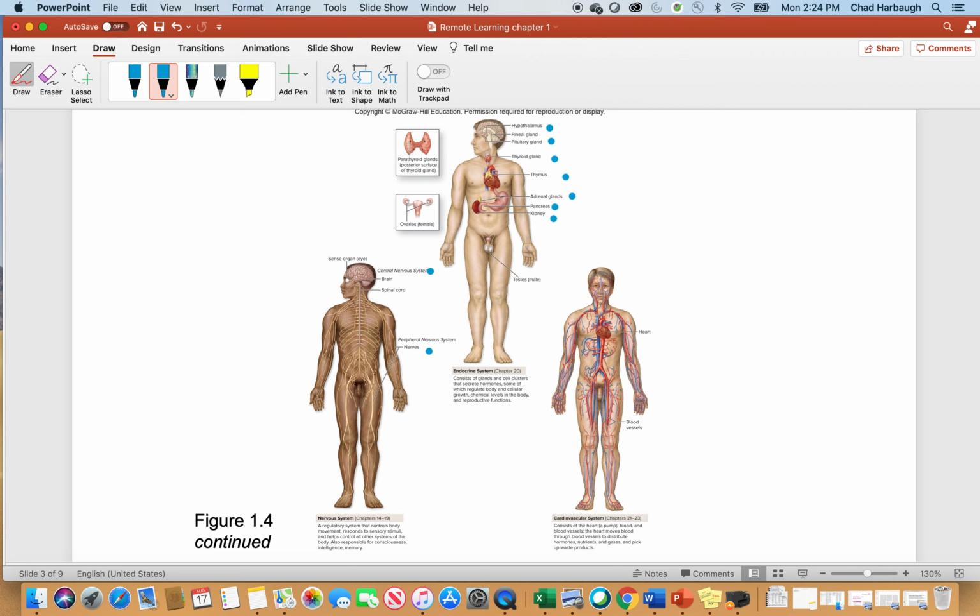Next is the cardiovascular system. It consists of the heart, the blood vessels, and including the blood. It's responsible for delivery and removal of waste products, hormones, and nutrients.